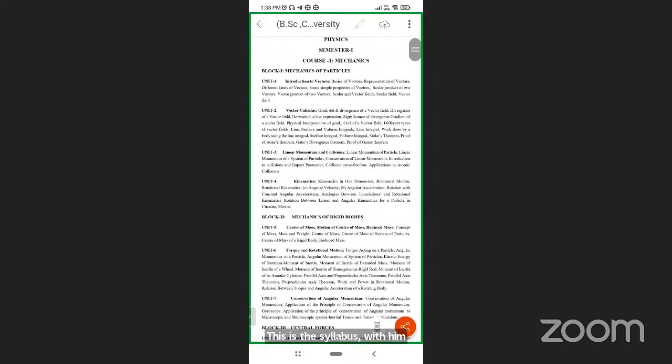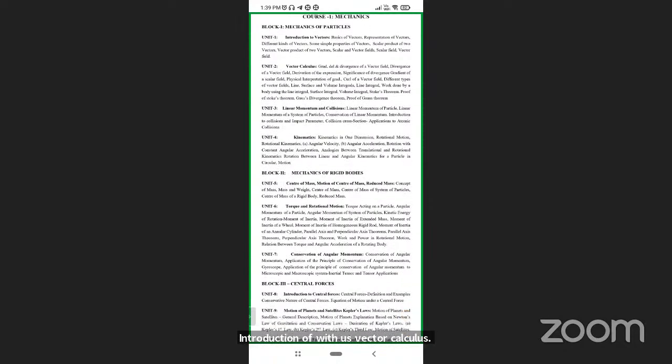So today we are discussing only mechanics of a particle. This has the introduction of vectors and vector calculus, linear momentum and collisions, and kinetic theory. These are the units of the first block. Then these are all subtopics: introduction of vectors and vector calculus. This is your syllabus. Okay.